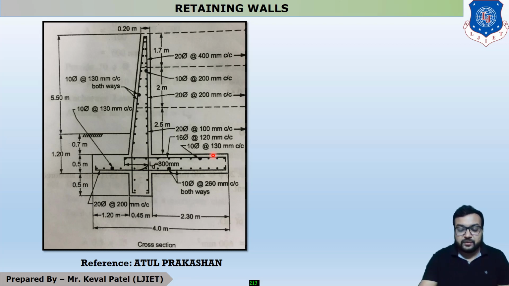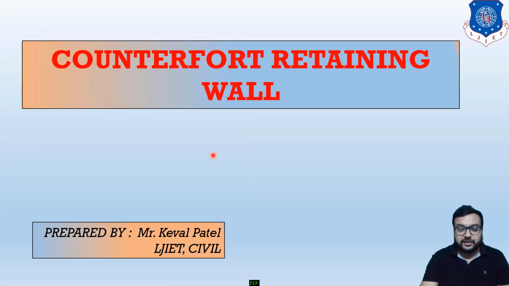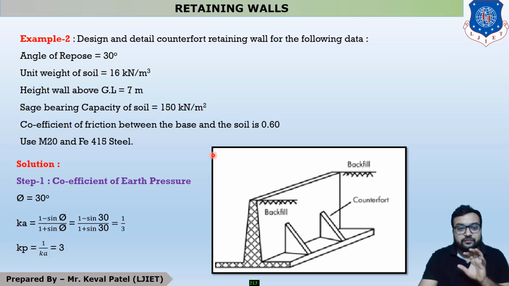Now we are moving further to our second type of retaining wall, which is the counterfort retaining wall. So now let us start our example number 2, which is the design of counterfort retaining wall. The question is: design and detail a counterfort retaining wall for the following data.